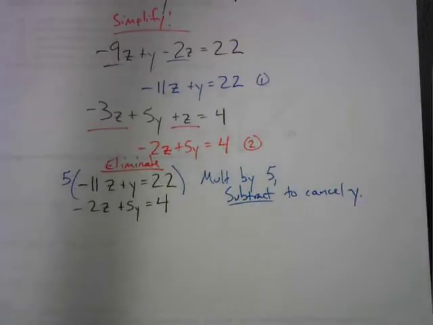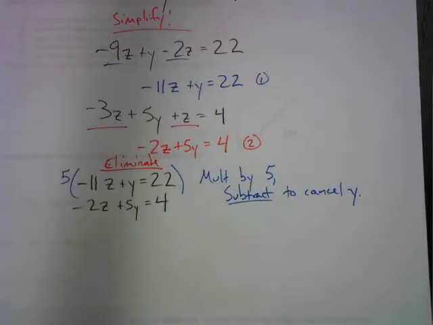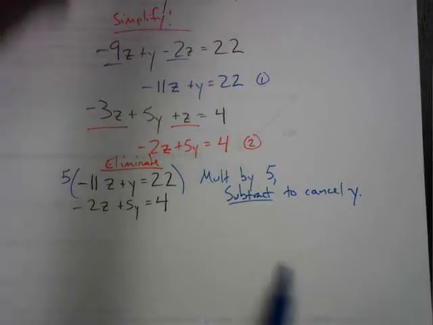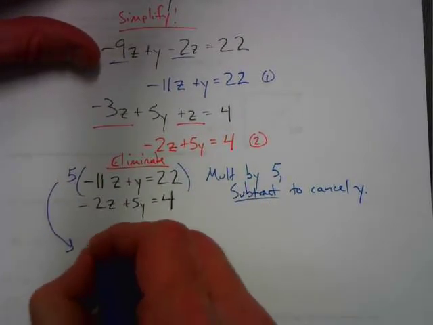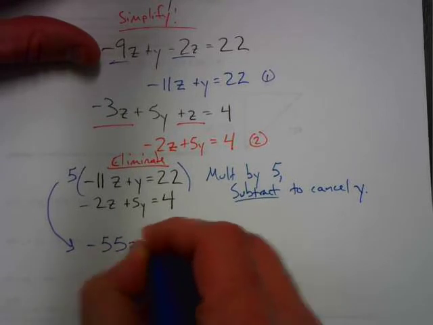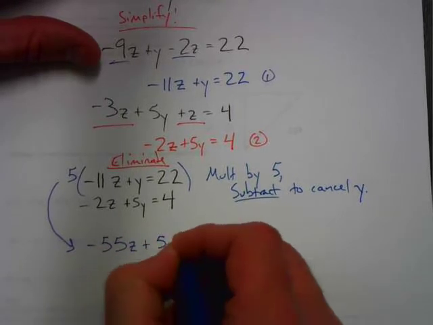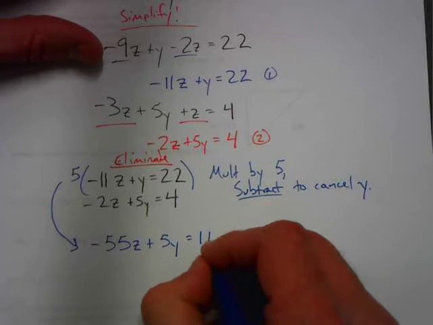Now there's a way I can avoid subtraction. Again, you could use substitution, or you could do some other things, but I'm going to choose to subtract. Remember, when you can avoid it, do so. So I'm going to multiply the top equation now. When I multiply the top equation by 5, I get negative 55z plus 5y is equal to 110.